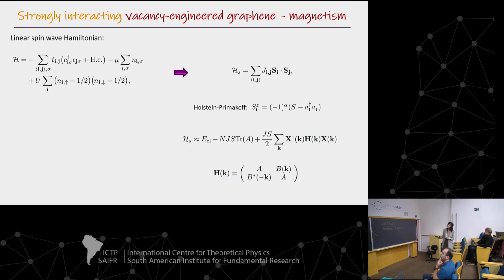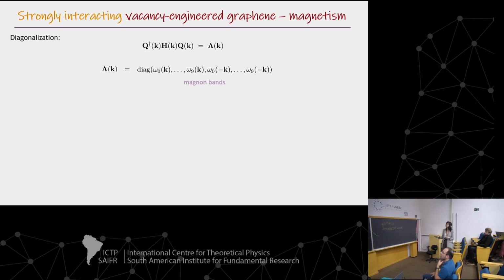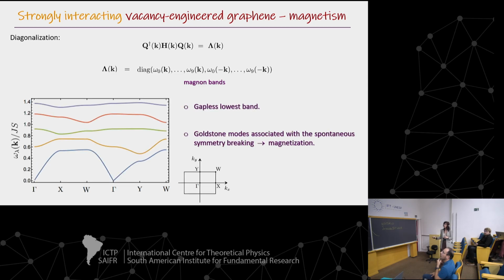But let us move on to the strongly interacting regime, in which case we just use the Holstein-Primakoff transformation to get this magnon Hamiltonian, which we diagonalize and then get the magnon bands. And then we realize that the lowest magnon band is gapless, which again points towards spontaneous symmetry breaking, because of the presence of these massless Goldstone modes, and therefore probably onset of magnetization in the system.